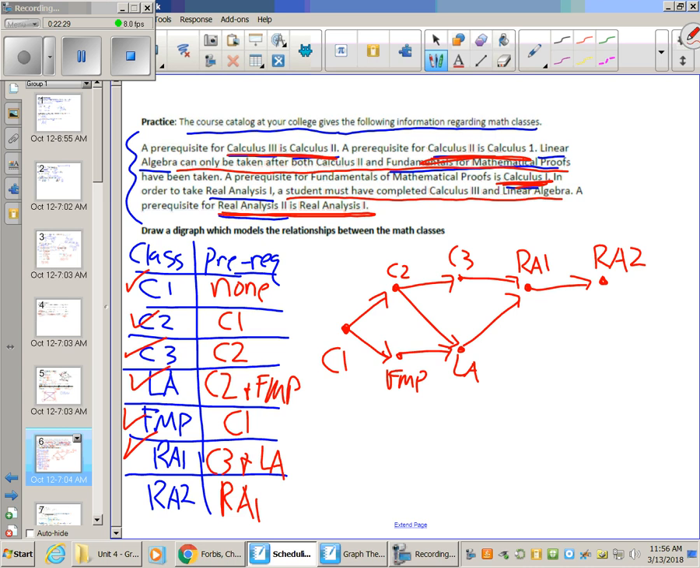And if you notice, there it is. There is my project diagram, or just my regular diagram. So basically I can look at this and tell if I've taken Real Analysis 2, I've taken every other course on this list. This is a great problem. Look over this problem. Know how to write this thing out. You might see one like this on your test.